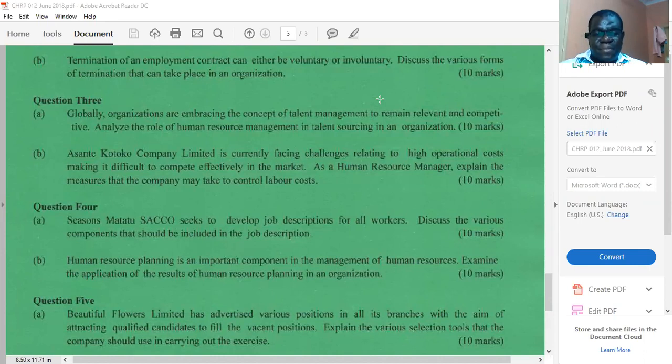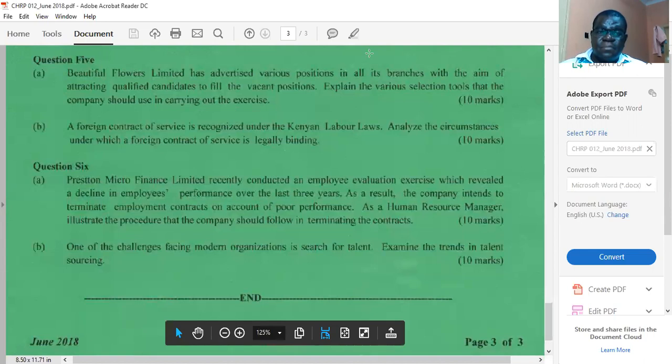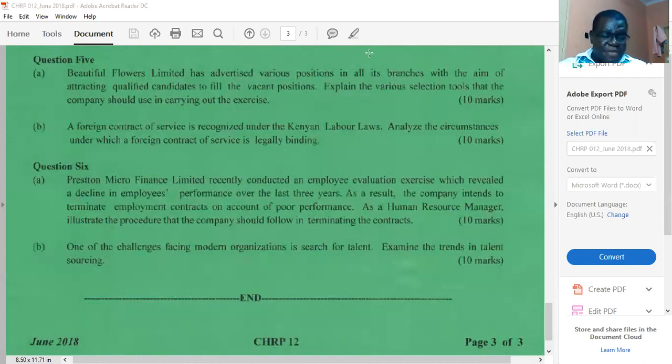Yes? Make an attempt. It assists in recruitment process. It will assist in the recruitment process because you will be able to formulate a recruitment plan, a talent acquisition plan, so that you know how you are recruiting, when you are recruiting, who you are recruiting, etc. Next.